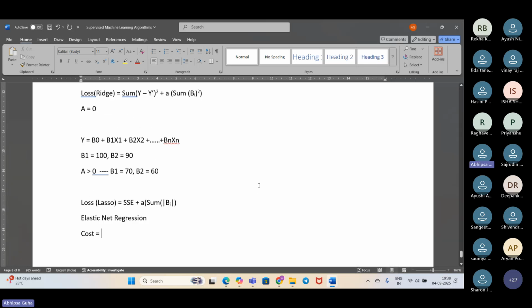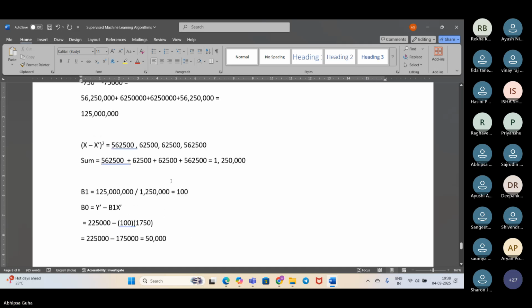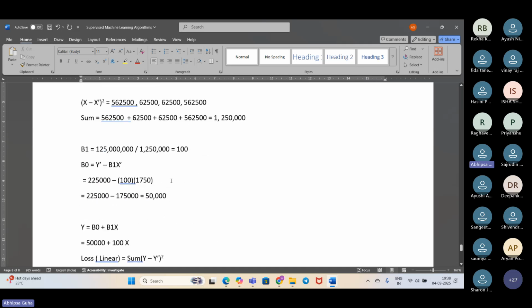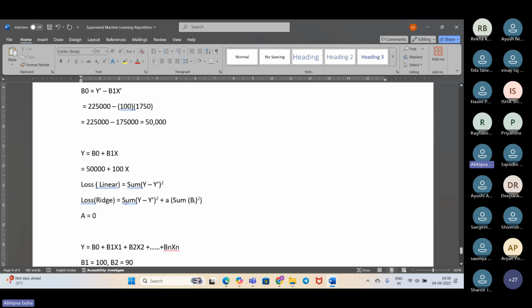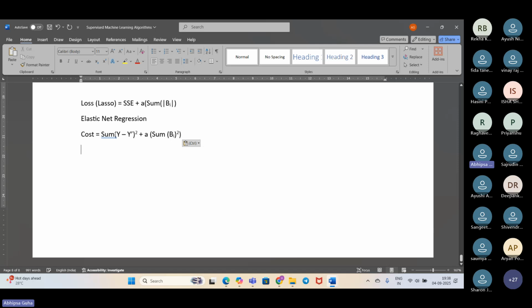We are actually adding all of it together. What we are doing in case of ridge, we are doing this, right? So we are adding up here, and along with that, we are adding this as well.